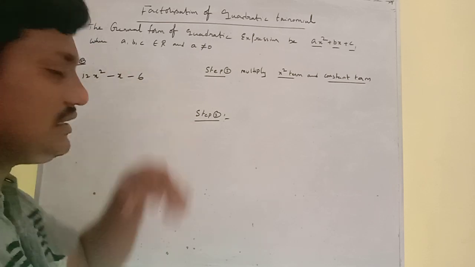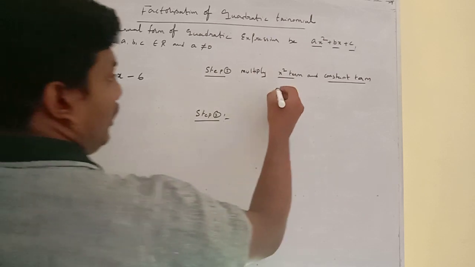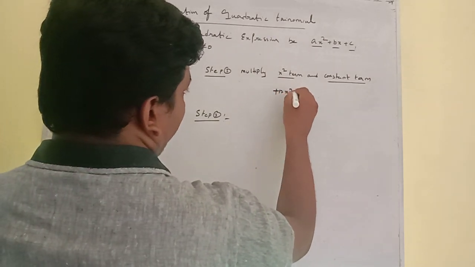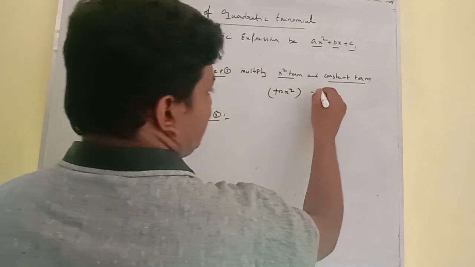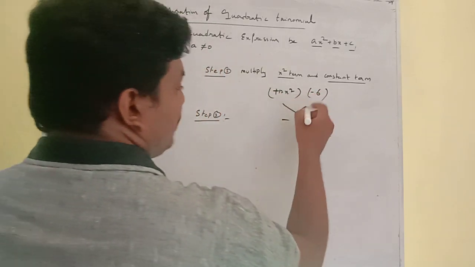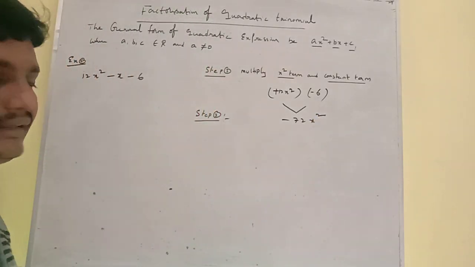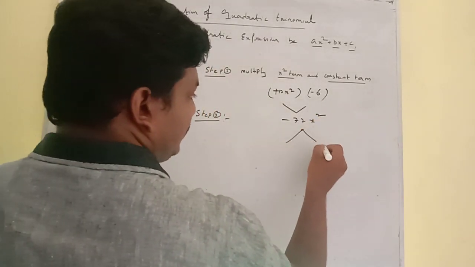So now it is 12x square. So this is not a monic quadratic expression. The x square term here is plus 12x square, and the constant term here is minus 6. If you multiply this one, plus into minus, then 12 sixes are 72x square. So 72x square. Now we are going to split, this is x and x.